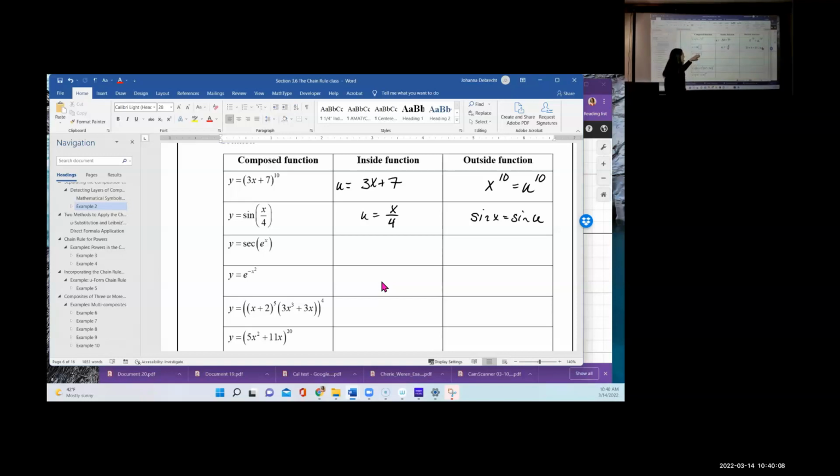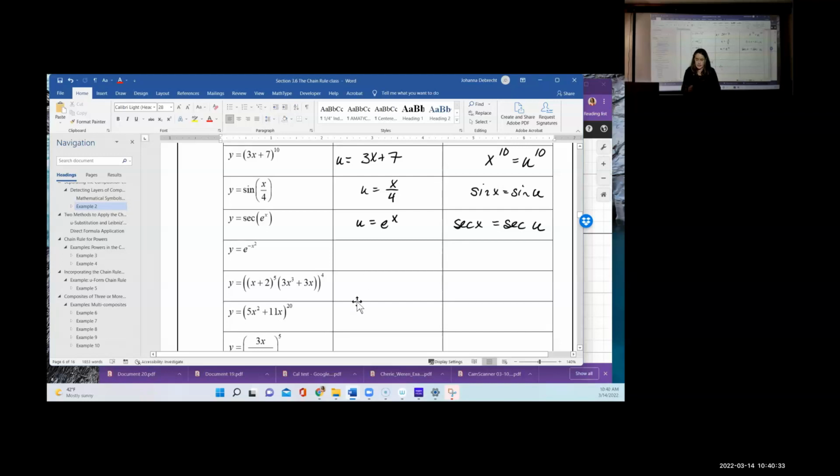Let's look at the next one. The next one has secant of e to the x. We've got parentheses around the e to the x, which is the argument to the trig function secant. So e to the x becomes the inside function u. And the outside function is secant of x or secant of u. Is everybody seeing how I'm breaking these apart? Are there any questions? Not yet. Okay, let's take a look at the next one.